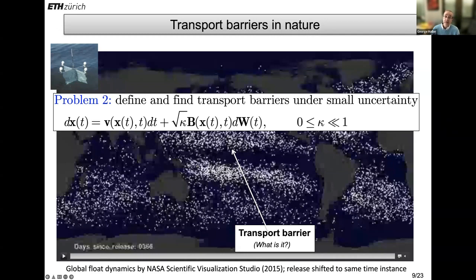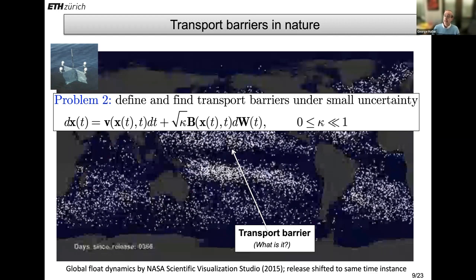The model you would want to fit to this is normally a stochastic differential equation, which is not for a concentration anymore, but for the position of a particle, subject to a regular velocity field, which would be the drift term in the stochastic differential equation, plus Brownian motion. This is a multidimensional Wiener process, and this is the coefficient matrix of that, and the proper scaling for the diffusivity is the square root of kappa, where kappa is between 0 and 1. And again, the question would be, what are these barriers here? Now, is this problem on the surface?